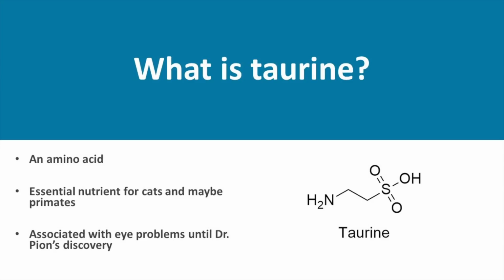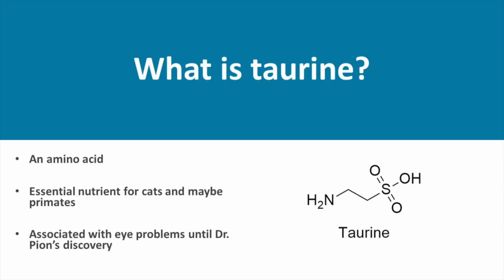It was known for a long time. It's an essential nutrient for cats. And if you guys remember, cats are obligate carnivores, right? They have to eat high protein because they don't make it themselves. And maybe primates, which include us. Deficiency was associated with eye problems because one of the highest concentrations is in our retinas.